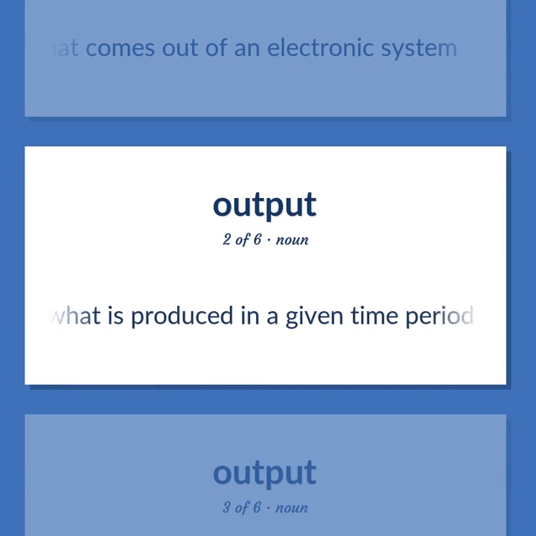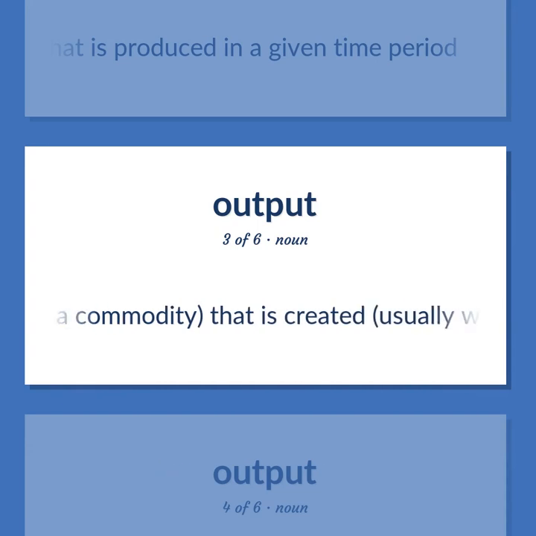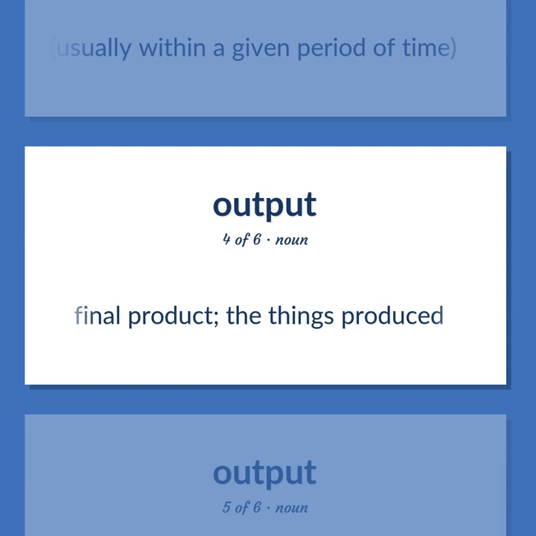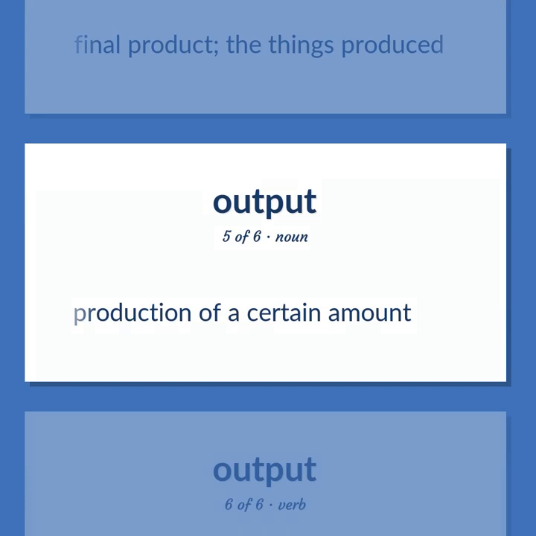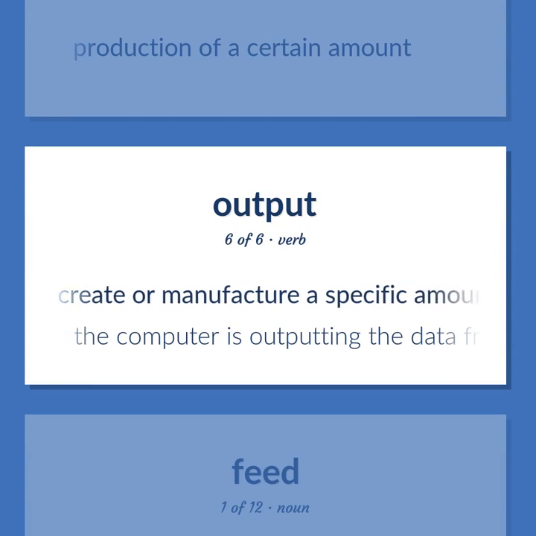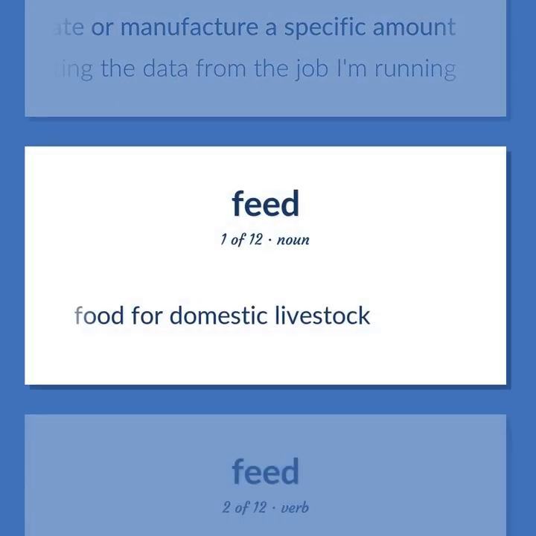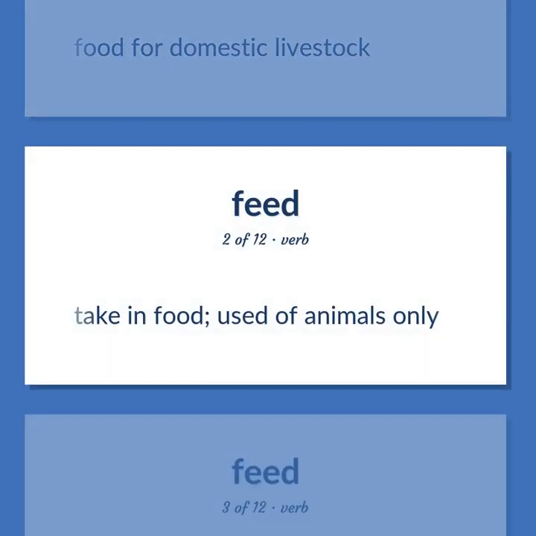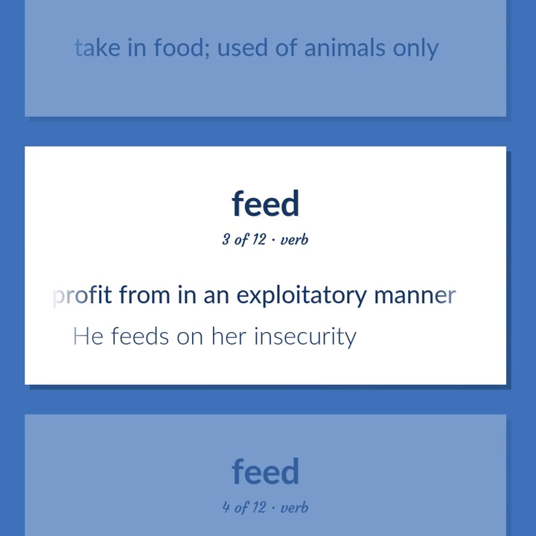What is produced in a given time period? The quantity of something, as a commodity, that is created, usually within a given period of time. Final product. The things produced. Production of a certain amount. To create or manufacture a specific amount. The computer is outputting the data from the job I'm running. Food for domestic livestock. Take in food, used of animals only. Profit from in an exploitatory manner. He feeds on her insecurity.